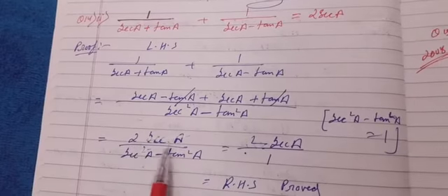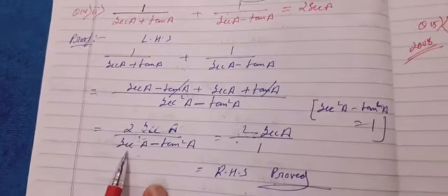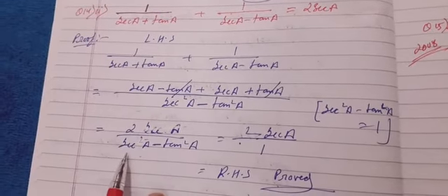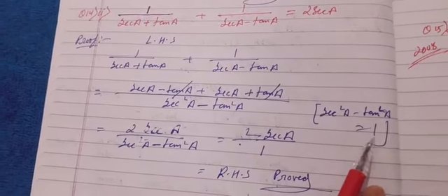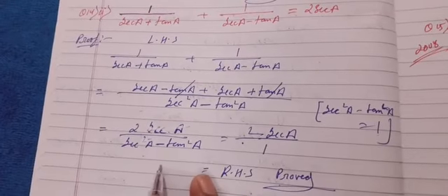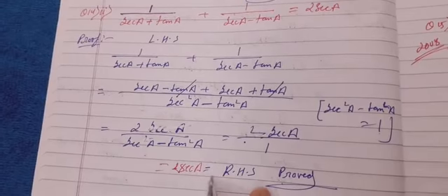There is only 2 sec A, and in the denominator sec square A minus tan square A. And we know that sec square A minus tan square A is equal to 1. So 2 sec A upon 1 is equal to 2 sec A. And we needed to prove that. So that is equal to RHS.